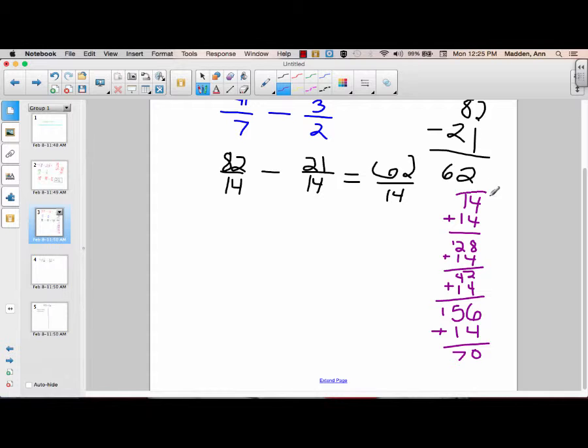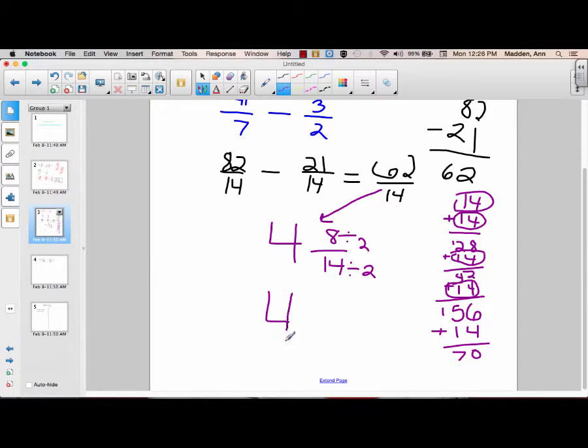So how many 14s? 1, 2, 3, 4 got me to 56. So this one right here is a big 4. I'm at 56. How many then are left over? 8 over 14. Another step though is it looks like I can reduce that down. What can I divide these both by? Guessing 2. So my final answer would be 4 and 4/7.